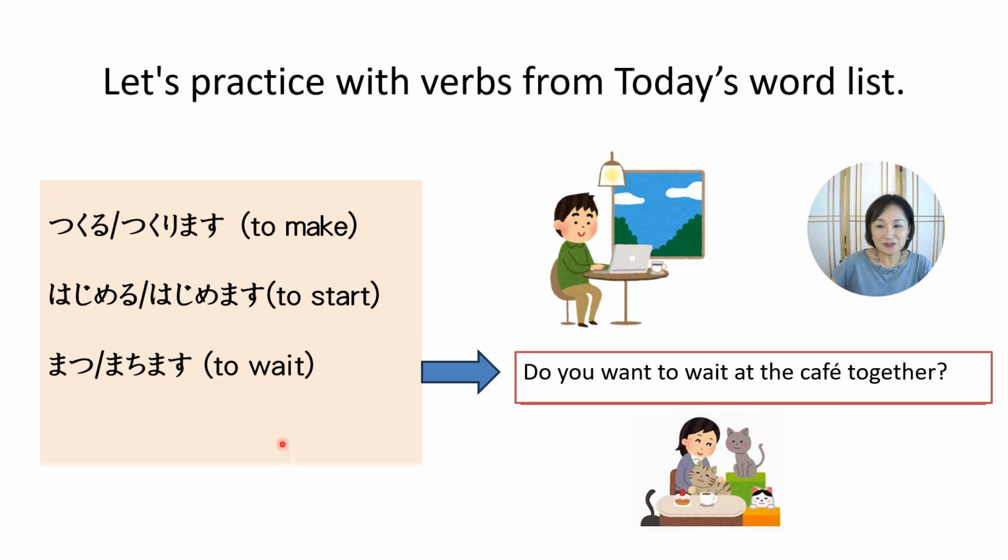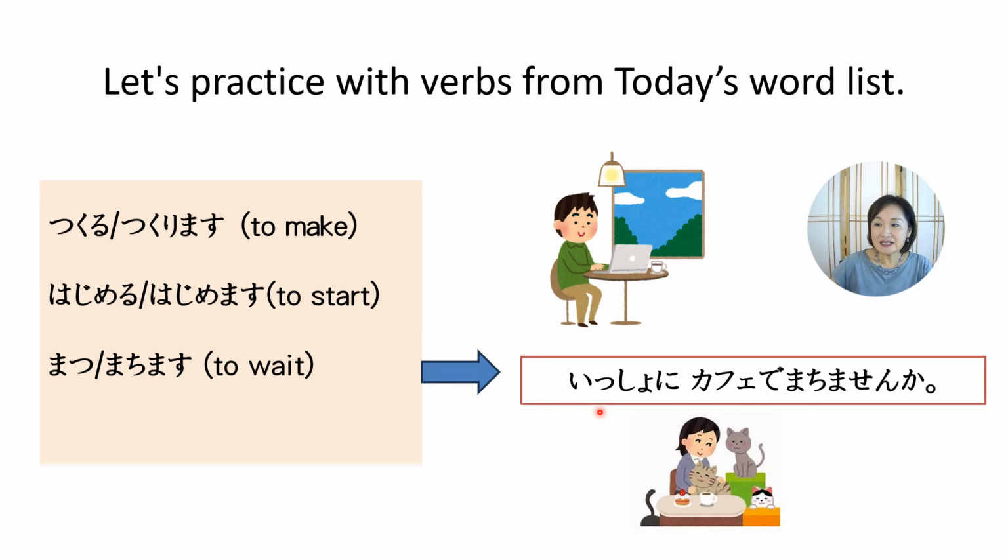Another new verb is to wait. 待ちます。So, how do you say, do you want to wait at the cafe together? Okay, the sentence for that would be 一緒にカフェで待ちませんか?